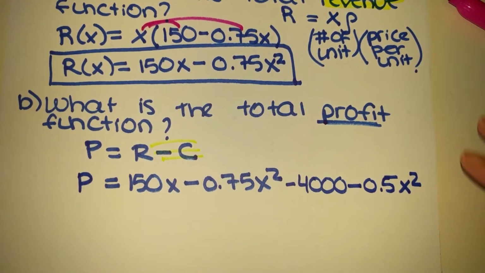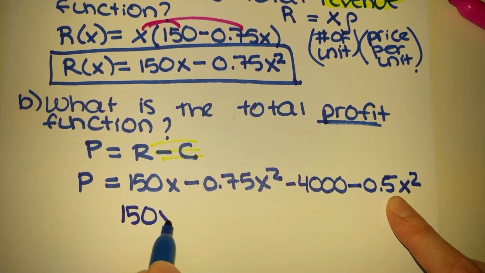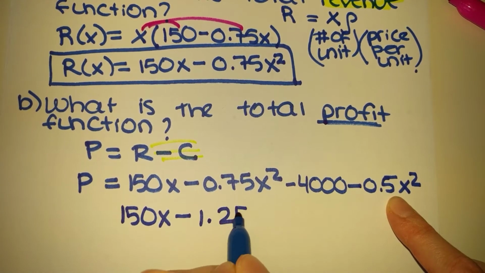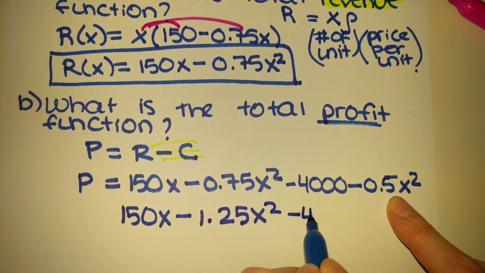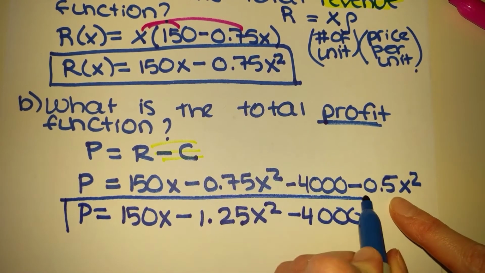Now, before we take the derivative, it can sometimes be helpful to combine your like terms. So the negative 0.75x squared and the 0.5x squared can be combined together. So you have negative 1.25x squared minus 4,000. And that is our profit function.